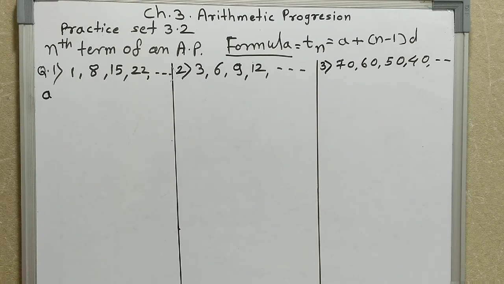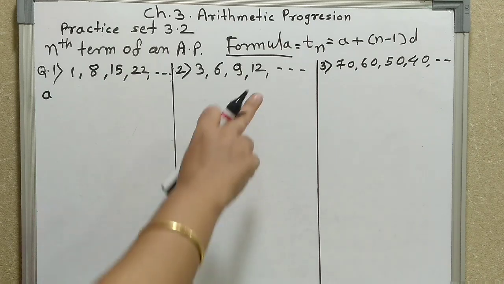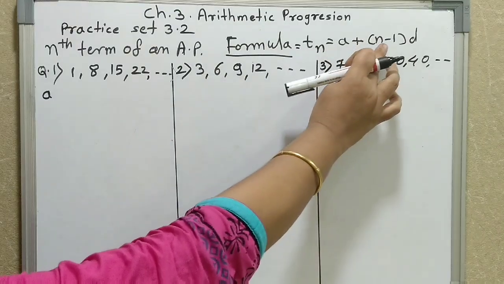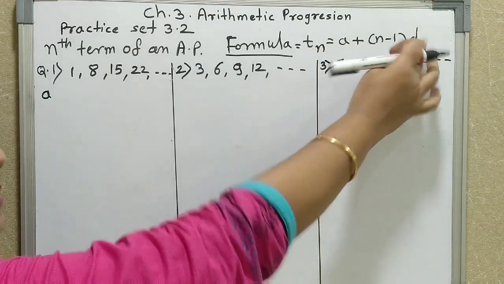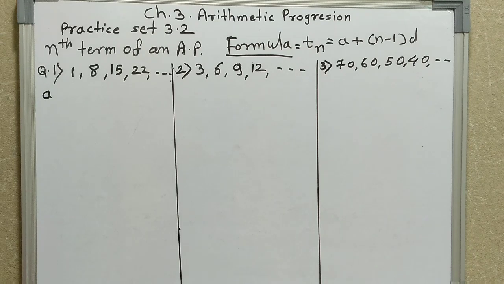Students, we will start practice set 3.2, that is the nth term of an AP. We already saw the formula: Tn is equal to A plus n minus 1 into D, where A is the first term and D is the common difference. Now we see question number 1. In your textbook, they have given boxes. Instead of boxes, I will directly solve.